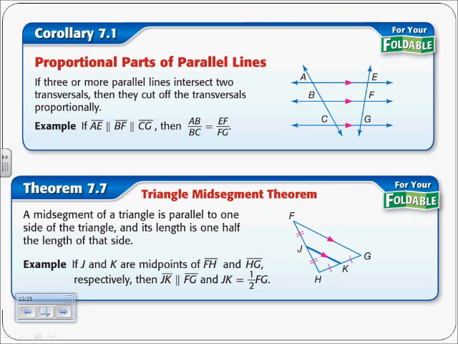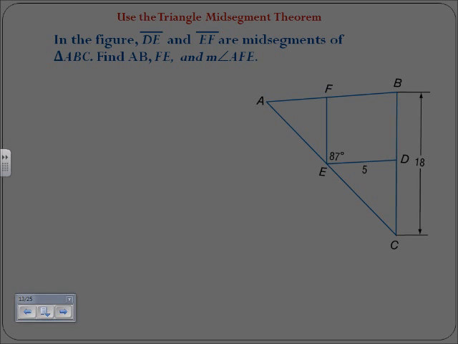We also have the triangle mid-segment theorem. A mid-segment of a triangle is parallel to one side of a triangle, and its length is 1/2 the length of that side. So here we have the picture. If J and K are midpoints of FH and HG, respectively, then JK is parallel to FG, and JK is equal to half of FG. So that is if we have the mid-segment. Okay, so we have a mid-segment theorem, and we have proportional parts of parallel lines. Alright, now let's apply that.